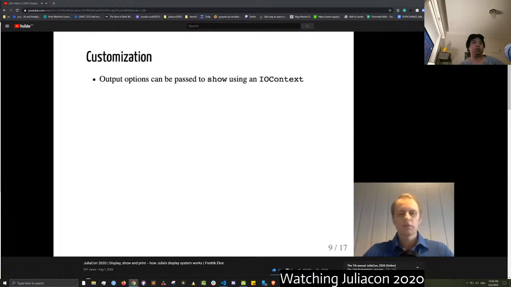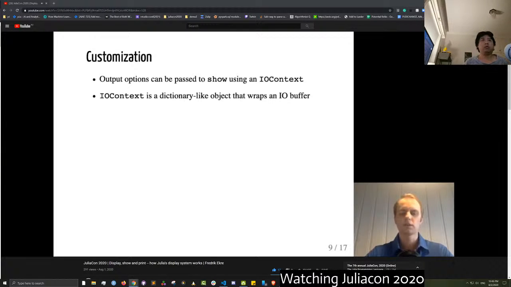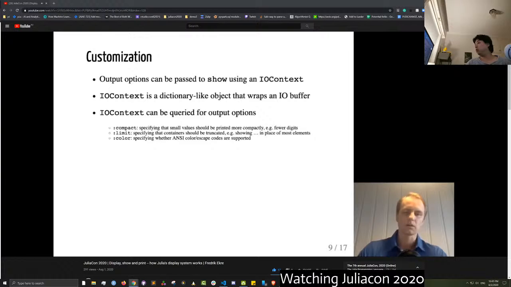So there are different ways of customizing the output, and you can do this by passing something called an IO context to the show function. And the IO context is a dictionary-like object which represents an IO buffer, and then you can query this IO context for output options. So just to mention a couple of things you can check for: compact, limit, and color, and so on.